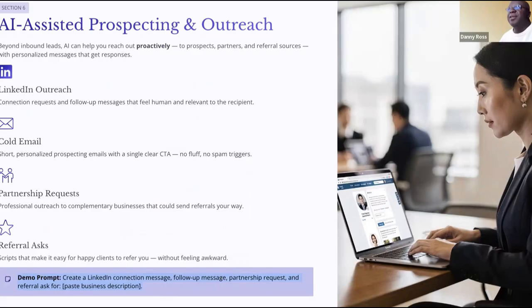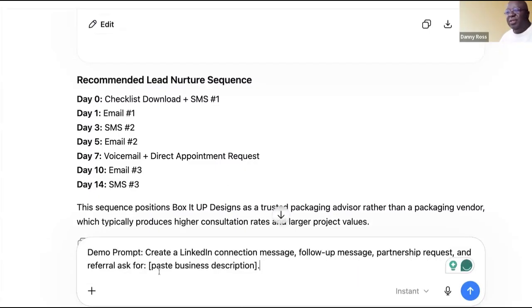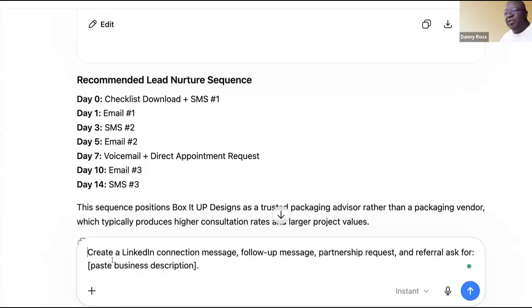Create a LinkedIn connection message, follow up part. Okay, cool. Let's do just that. Now, why am I using LinkedIn here? You can use Facebook. Facebook is great for marketing. We have a lot of control over the budget and things like that. So people use it a lot. It's one of the most powerful marketing engines on the planet.